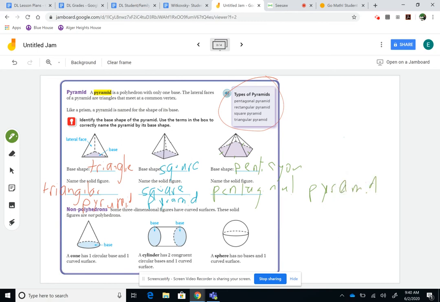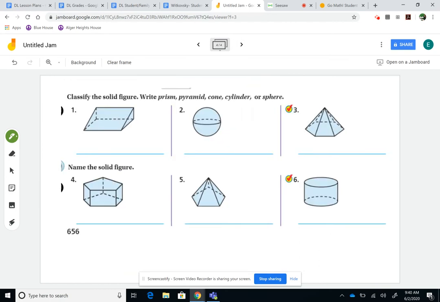I guess I'm going to need to invest in one of the fancy pens that will write on here. All right, and then there are some non-polyhedrons. Some three-dimensional figures have curved sides. These solid figures are not polyhedrons. There's a cone. It has one circular base and one curved surface that comes to a point. A cylinder is like a can of beans. A cylinder has two congruent circular bases and one curved surface. And then a sphere has no bases and one curved surface.